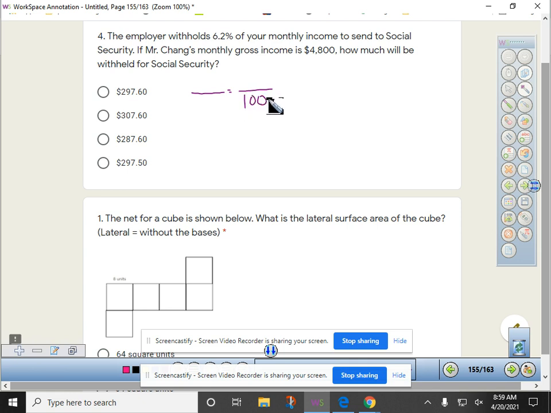If I see a percent sign, I know it's 100 on the bottom here. The 6.2 goes on top of it. What goes beside the 100? 4,800. Everybody should be writing. Cross multiply, what's 100 times X? 100X. And then we're going to do 6.2 times 4,800.